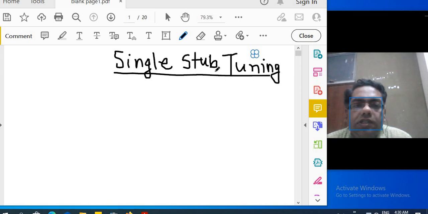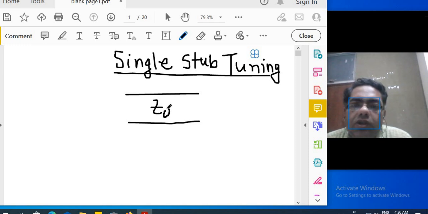Now, what is a stub? A stub is nothing but a small section of a transmission line. It is actually just a transmission line only. It has got some characteristic impedance, say Z0, and it has got some arbitrary length. This length will decide how the impedance matching is done. So now, single stub tuning.